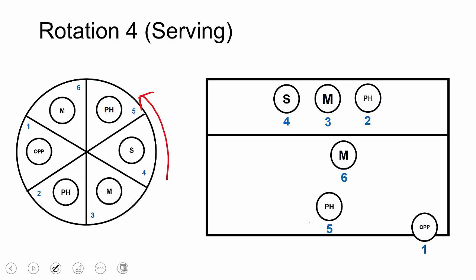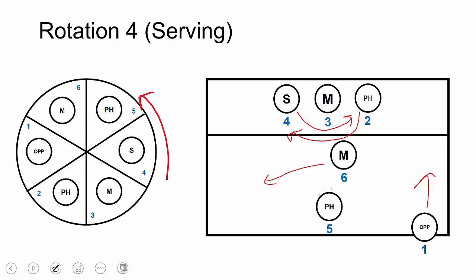So I'll go through it. Okay, so we see the setter in position 4. Right here, what's going to happen is they're going to switch. Pass hitter and the setter are going to switch. Opposite comes, defends in 1, middle goes to 6. Okay, that's all fine. Now you can just double check that we're all in positions.